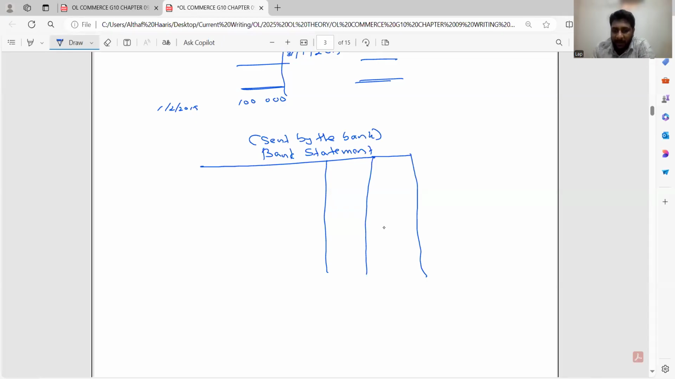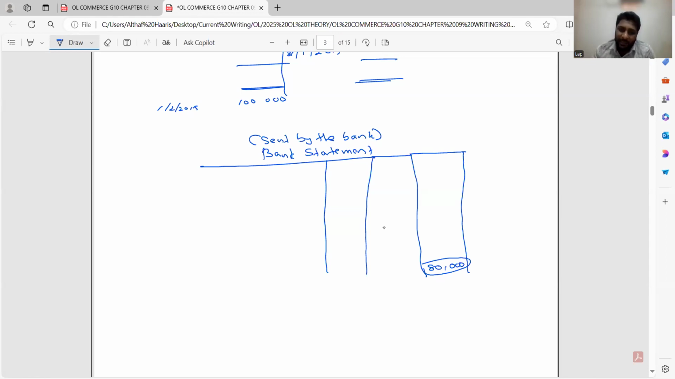Now, as per the bank statement, my month-end balance is only 80,000. My accountant is telling 100,000 as per his accounts, while the bank is telling only 80,000 is there. Is it a problem or not a problem? Think, people. Think. The accountant says there is 100,000, but the bank says only 80,000.